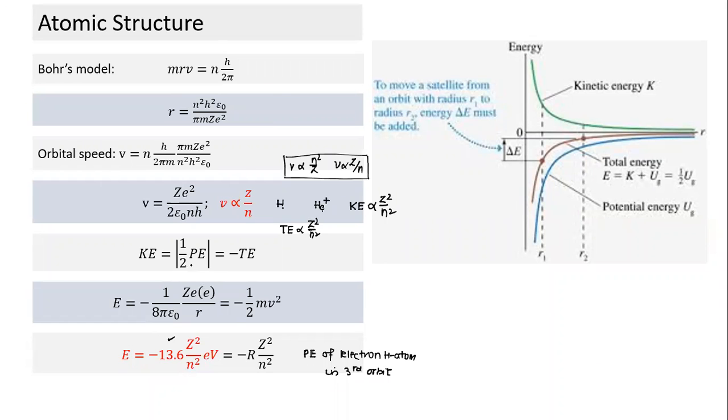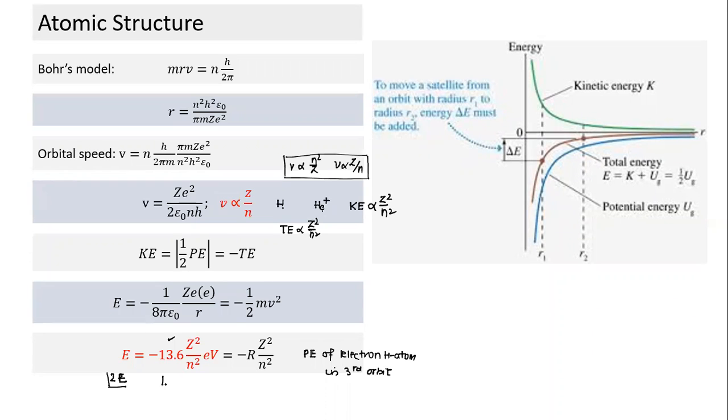Potential energy is twice the total energy. So I can first calculate the total energy, and if I multiply the total energy by 2, I'll get the potential energy. And that's a figure you should remember here. It's not too difficult to understand. So I can calculate what the total energy will be.